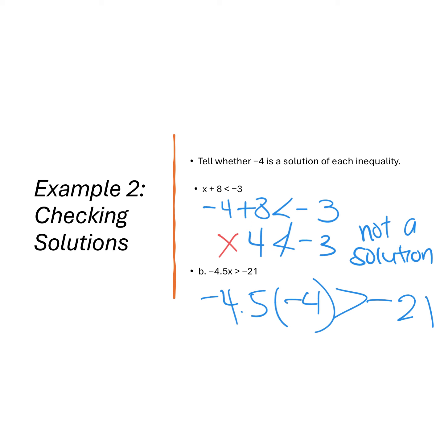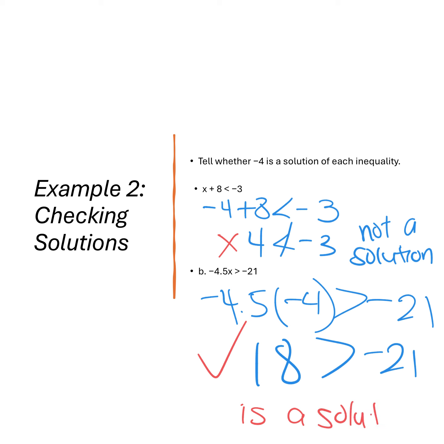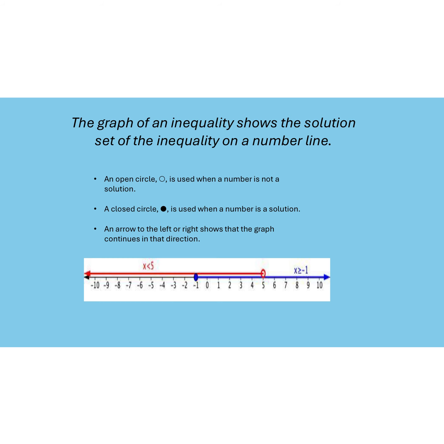What is it? 18. Close. 18. Is 18 greater than -21? That means that is a solution, okay? So -4 is a solution for B. Make sure you guys write this down, so when you do your classwork and homework, you're able to go back to notes, especially when we're studying. All right, let's go on to the next slide.